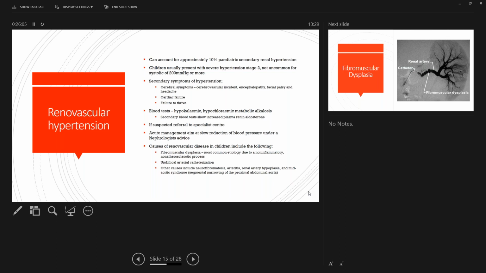So causes of renovascular disease in these kinds of children are the following. Fibromuscular dysplasia is one of the most common etiologies, due to a non-inflammatory, non-atherosclerotic process. Another one, with the younger infants, may be umbilical arterial catheterization, and other causes may be neurofibromatosis, arteritis, so a vasculitis type picture, renal artery hyperplasia, and mid-aortic syndrome. As we discussed earlier, that is the segmental narrowing of your abdominal aorta.